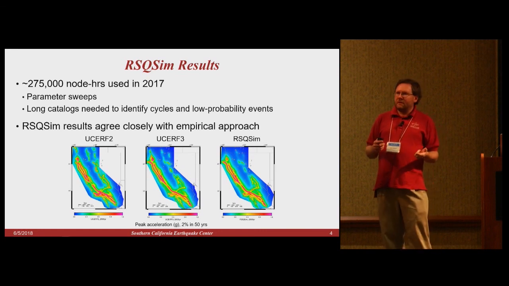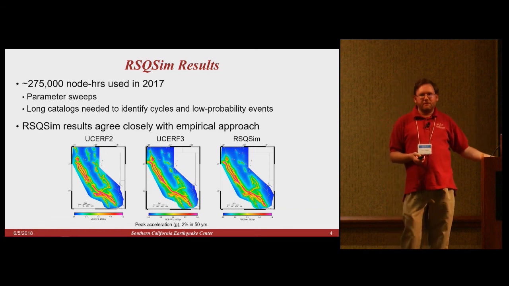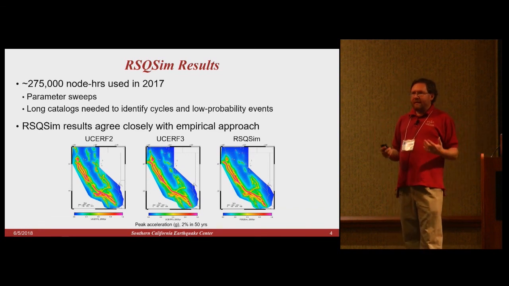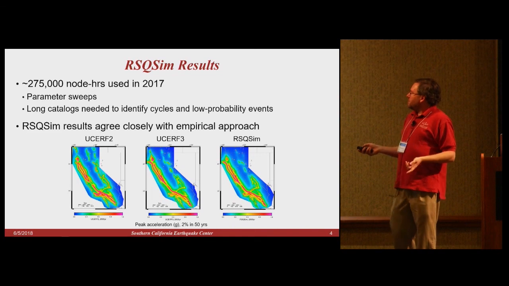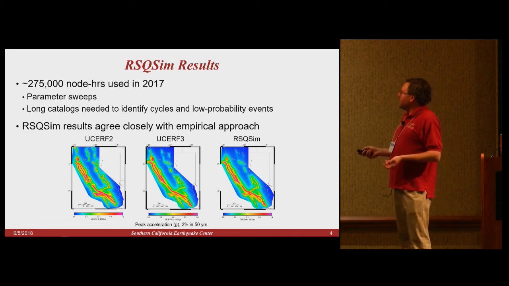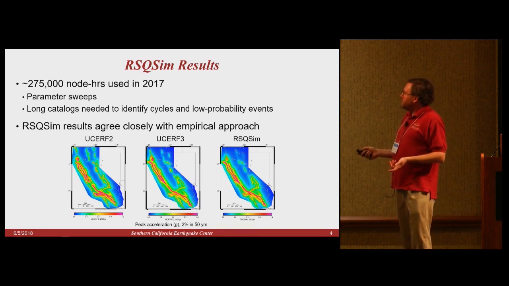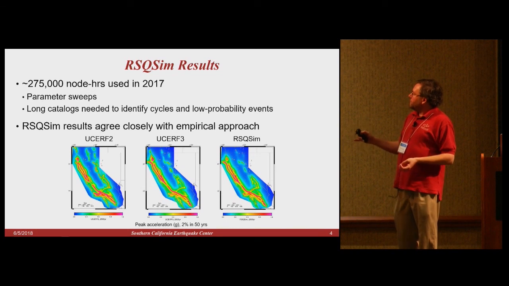One of the things that's interesting about using this physics-based simulation approach, as opposed to the empirical approach for generating these lists of earthquakes, is that they actually converge pretty well. So down on the bottom, I'm showing you a hazard map for California using 3 different models. The one on the left is an empirical approach, version 2, which came out in 2008. The one in the center is what's generally regarded as the latest and greatest. It's version 3 of the same model. And then the one on the right was generated with RSQSim using this simulation-based approach. And so you'll notice from observation that actually UCERF3 and RSQSim agree more closely than UCERF2 and UCERF3.